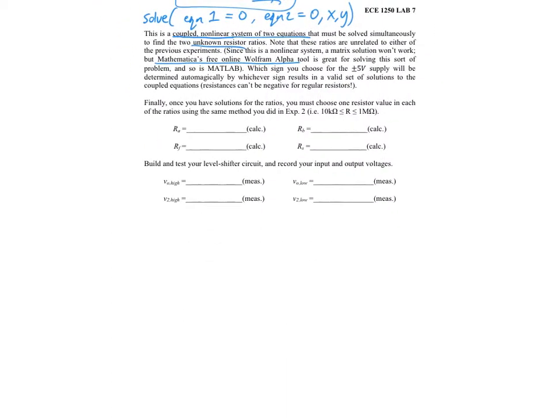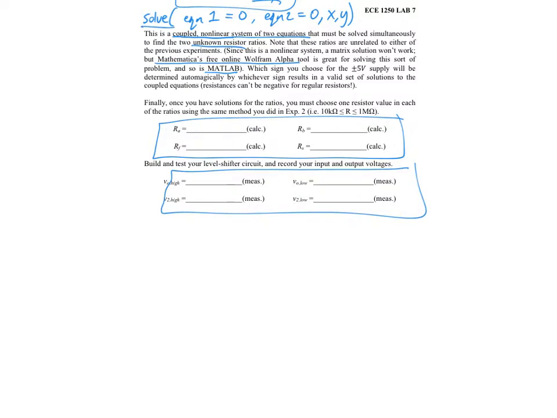Okay, so that's just by using Wolfram Alpha, or you can use MATLAB if you'd like. You can do this. You just look up how to solve systems of equations. Then that's going to give you these resistors. Then build it and test. All right. So by the time I'm done talking, you should be done building and testing. Good luck.